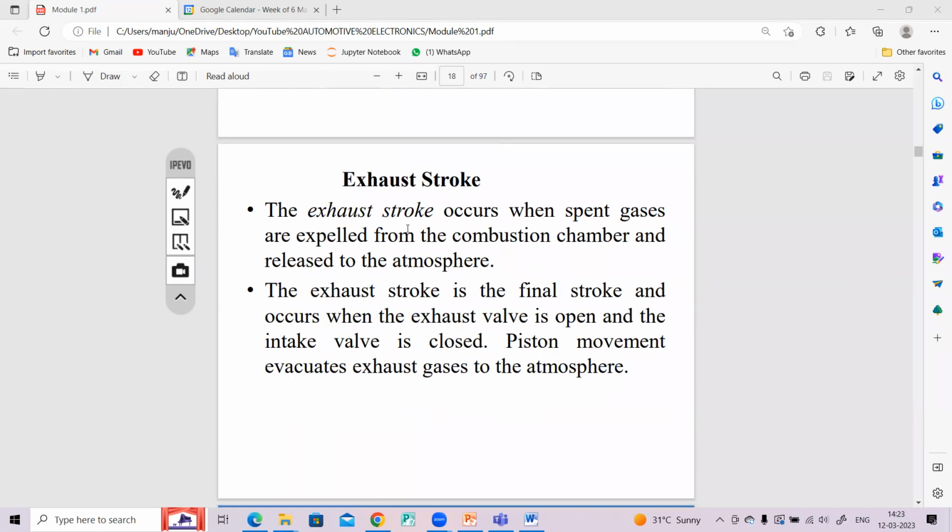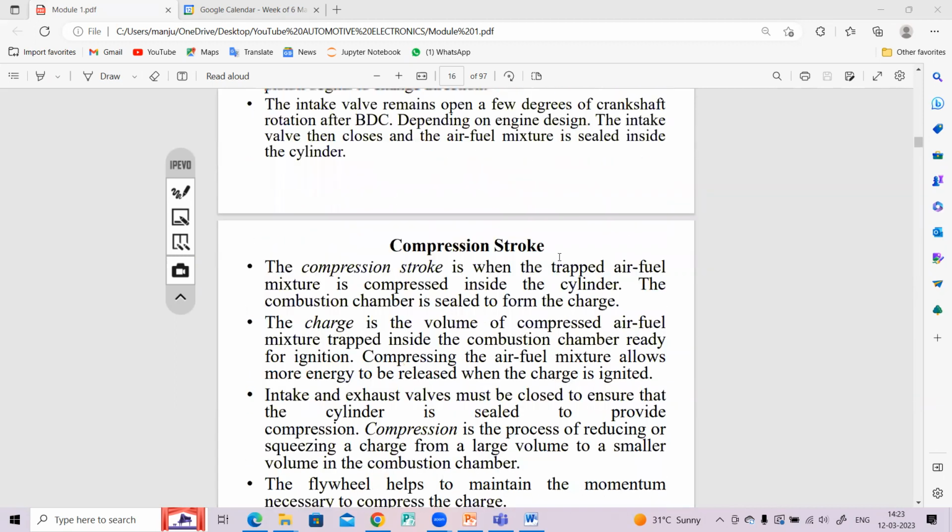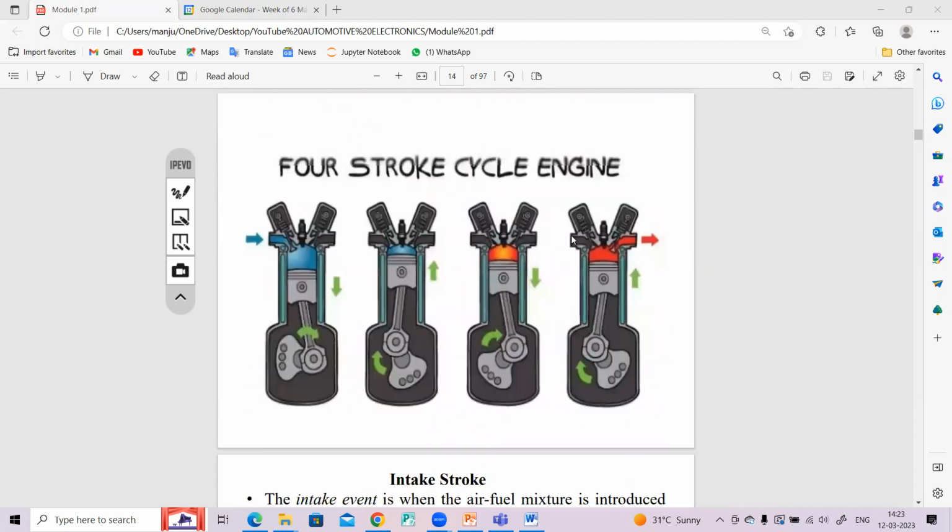In the exhaust stroke, the spent gases are expelled from the combustion chamber and released to the atmosphere. The exhaust stroke is the final stroke and occurs when the exhaust valve is open and the intake valve is closed. So the piston movement pushes the gases out to the atmosphere. It means the exhaust stroke is the final stroke here, after the power stroke, compression stroke, and intake stroke.